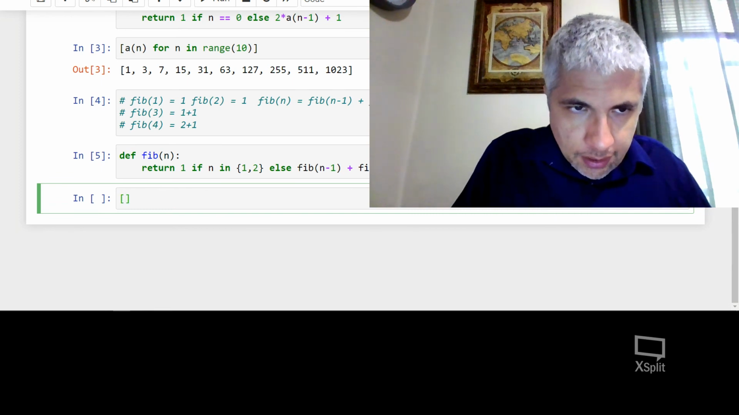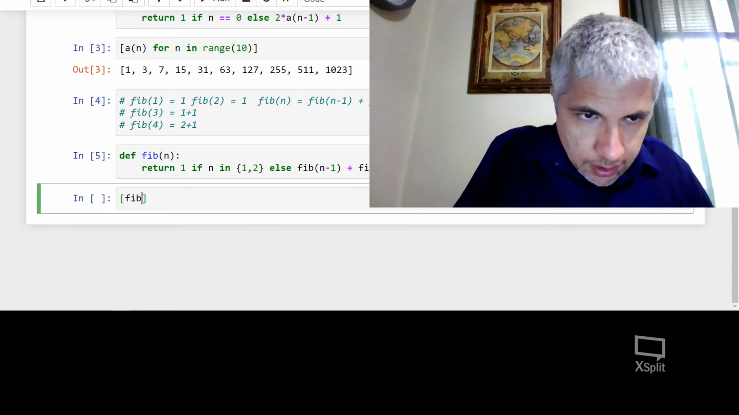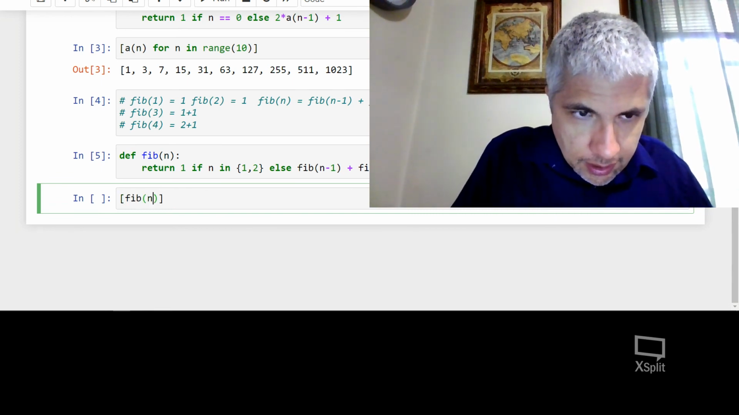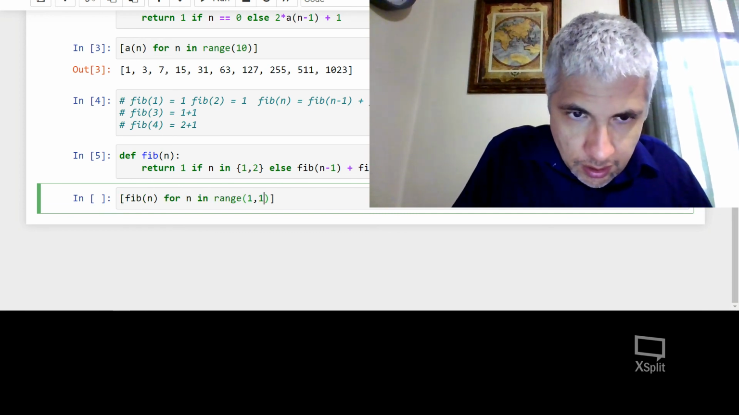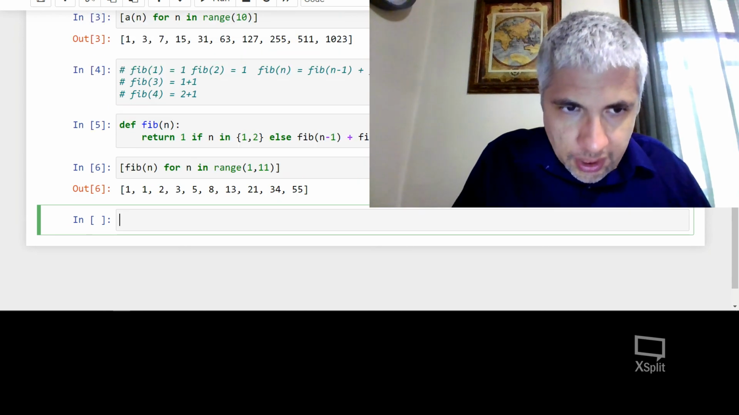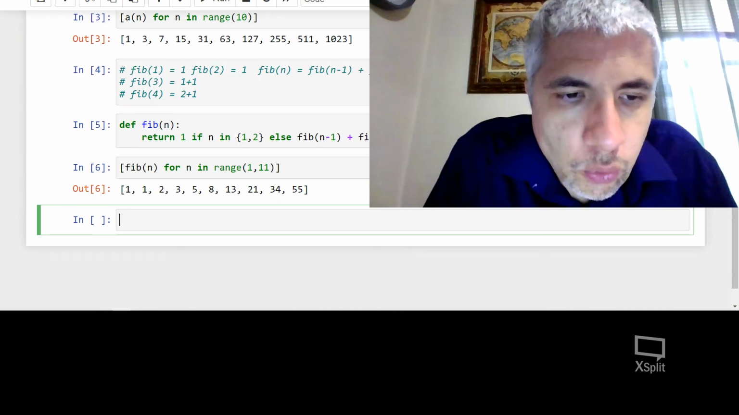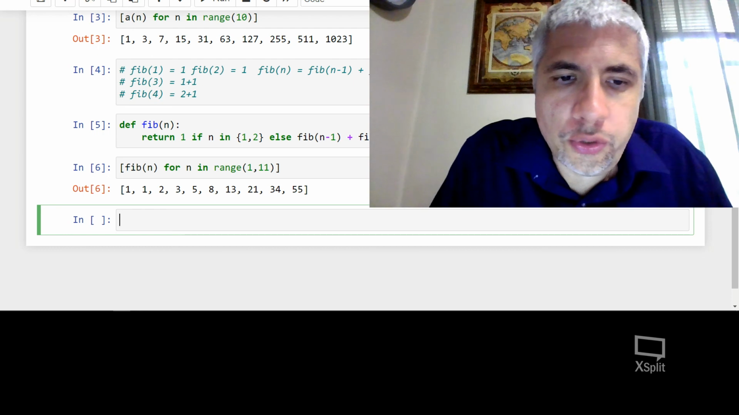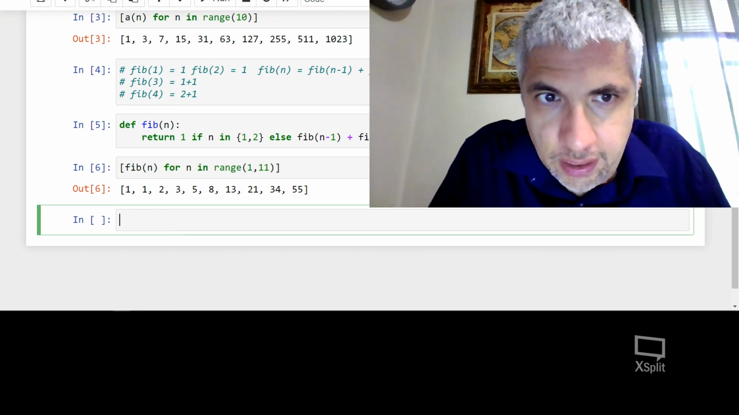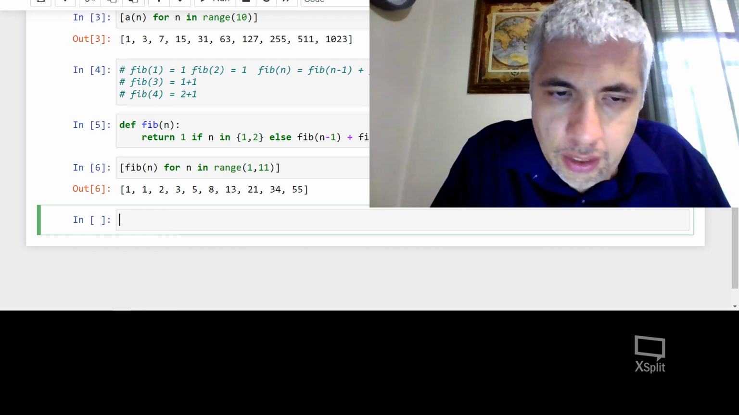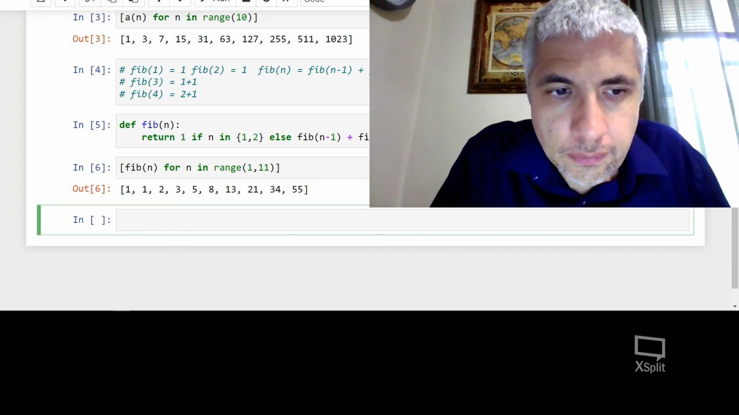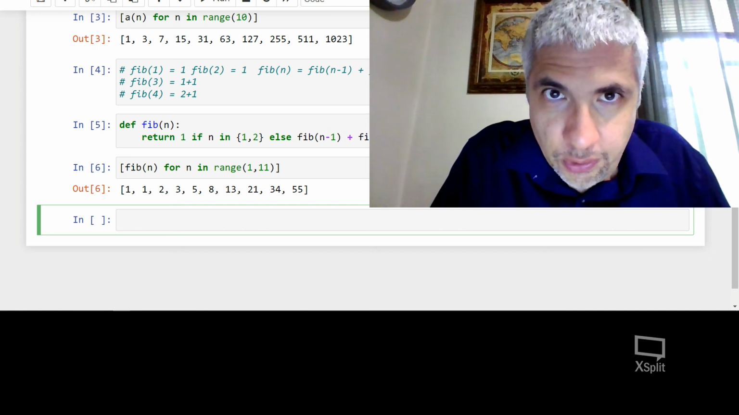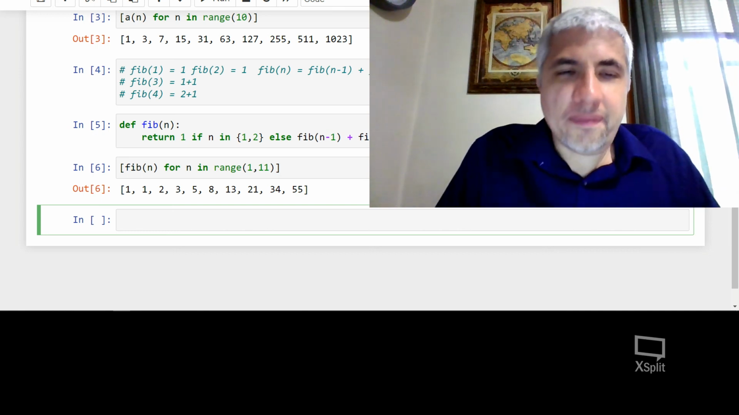And let's get the first 10 Fibonacci numbers. I'm forcing myself to start at 1 here. So you see we get this 1, 1, 2, 3, 5, 8, 13, 21, 34, 55 sequence here. Extremely famous sequence that comes up in math in many different ways and in nature.